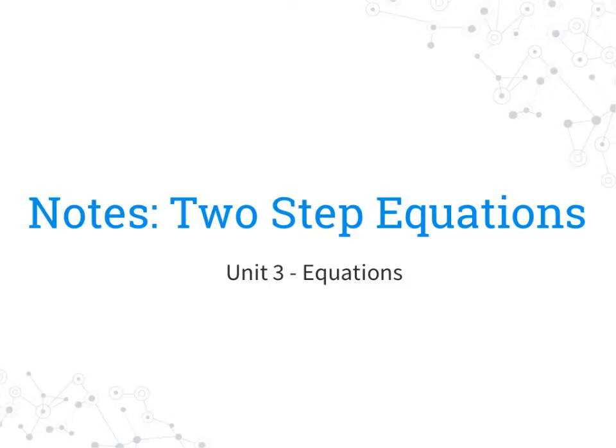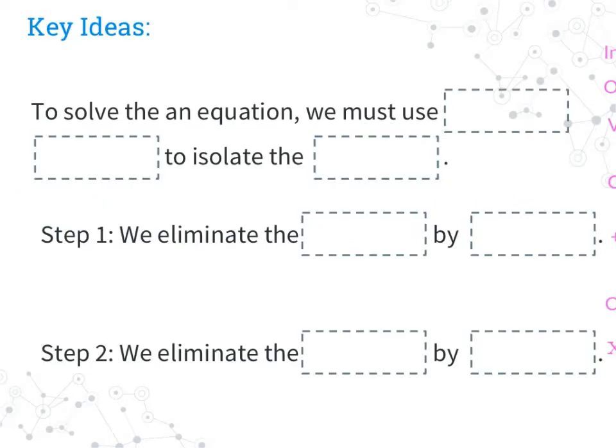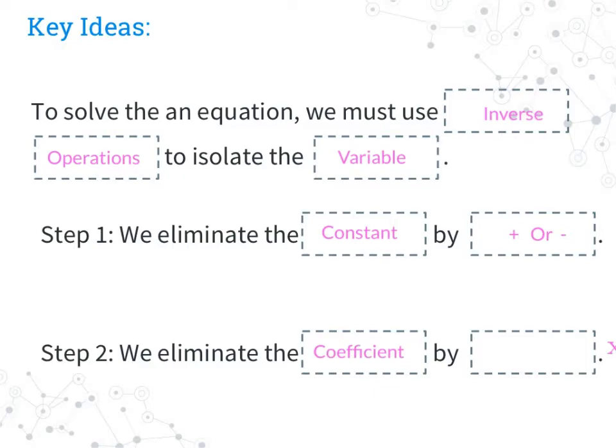Welcome to Unit 3. We're going to start Unit 3 by talking about two-step equations. So let's go ahead and do that right now. So remember, whenever we're trying to solve an equation, we must always use the inverse operations to isolate the variable. Step 1, we're going to eliminate the constant by either using plus or minus, addition or subtraction. And then we're going to eliminate the coefficient in step 2 by either multiplying or dividing. So let's see how that works right now.